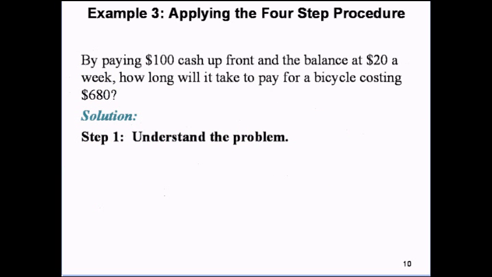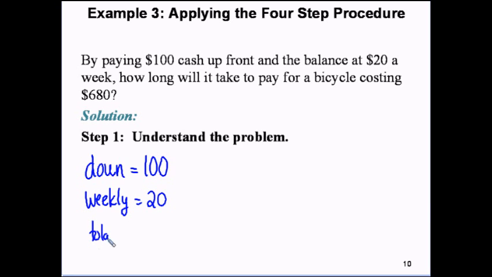By paying $100 cash up front and $20 a week, how long will it take to pay for a bicycle that costs $680? Okay, so the information we have is that our down payment is $100, our weekly payment is $20, and our total is $680, and we want to find the number of weeks.